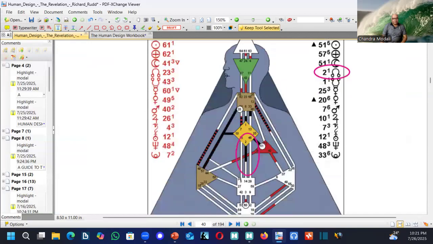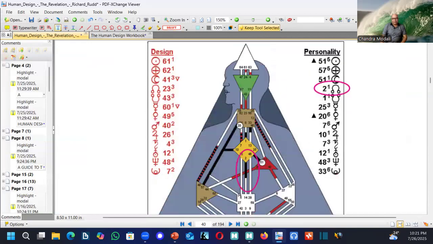Okay. So basically he has transcribed that: Sun, Earth, Moon, North node, South node, Mercury. I don't know what this one is. I think this is Mars, I think.